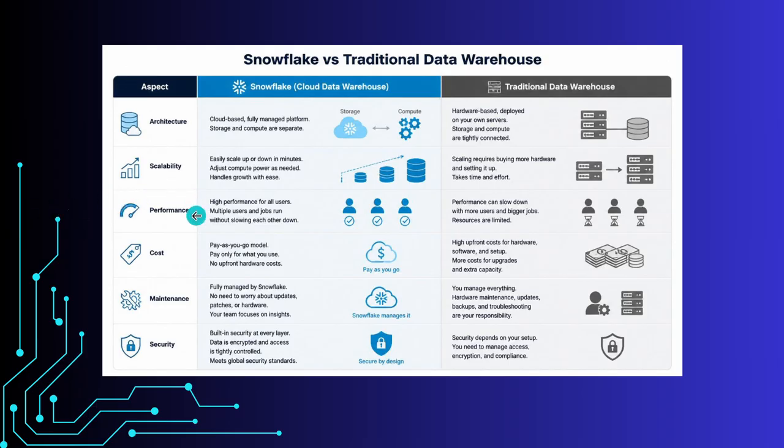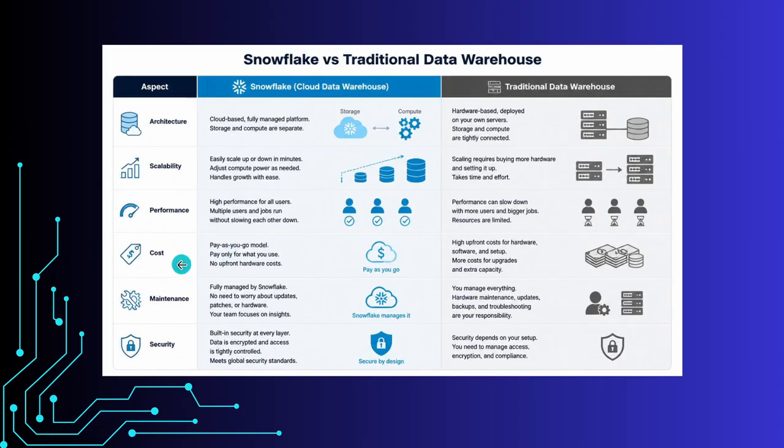The third topic is performance. Snowflake gives you high performance for all users. Multiple users and jobs can run at the same time without slowing each other down. But in a traditional system, performance can slow down with more users and bigger jobs because resources are limited.